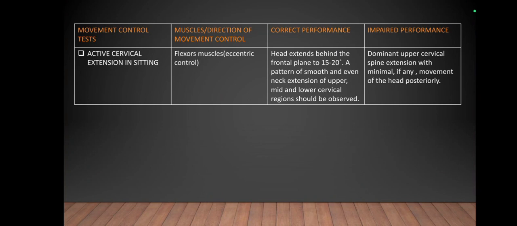Movement control test. Active cervical extension in sitting. Muscle or direction of movement control: flexor muscles, eccentric control. Correct performance. Head extends behind the frontal plane to 15 to 20 degrees. A pattern of smooth and even neck extension of upper, mid and lower cervical region should be observed. Impaired performance: dominant upper cervical spine extension with minimal, if any, movement of the head posteriorly.